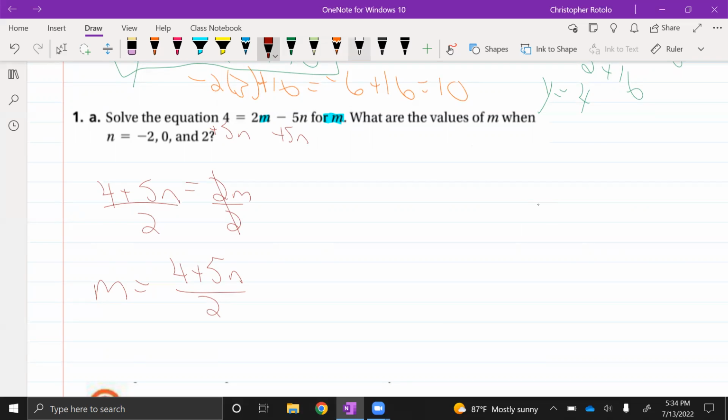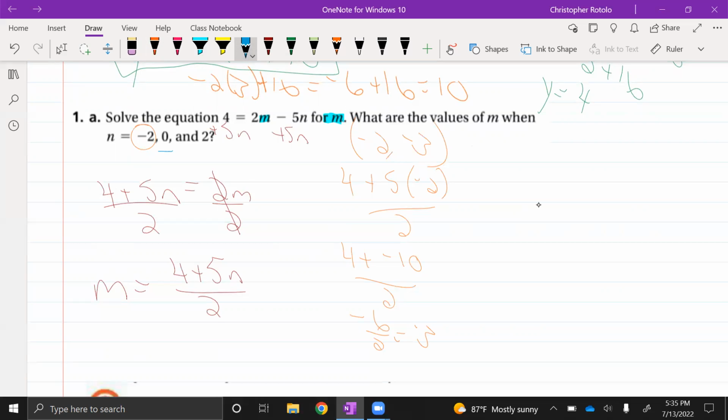Then it tells me to plug in some values. So let's grab, which one do you want to do first? Let's start with the negative 2. So 4 plus 5 times negative 2 all over 2. Okay, so that's 4 plus negative 10 over 2. So that's negative 6 over 2. So that's negative 3. So when I plugged in negative 2, I got negative 3.